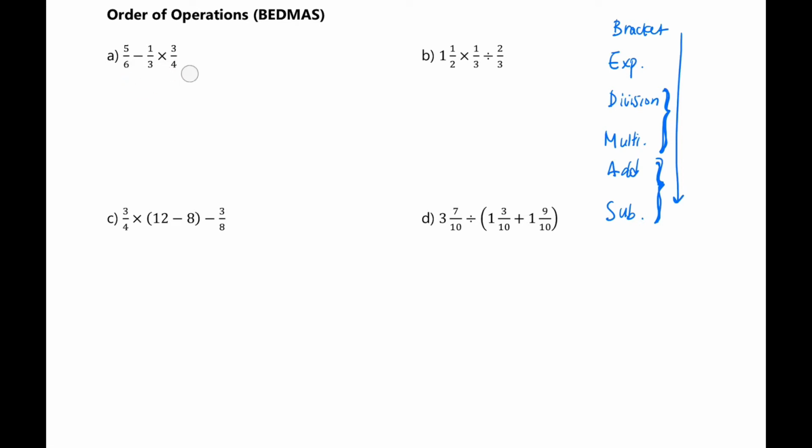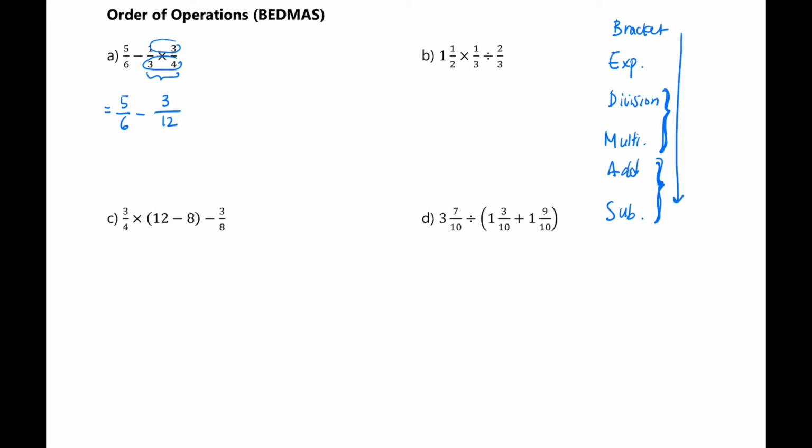So let's take a look at this. We're going to solve this first. So we're going to bring down the rest of the equation first, minus. And recall back to how to multiply fractions together. So numerators together and denominators together. So 1 times 3 is 3 on the top. 3 times 4 is 12 on the bottom.